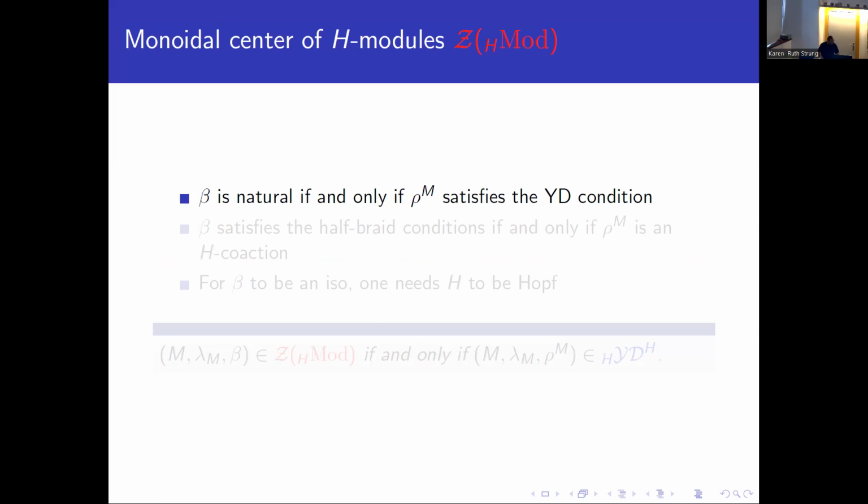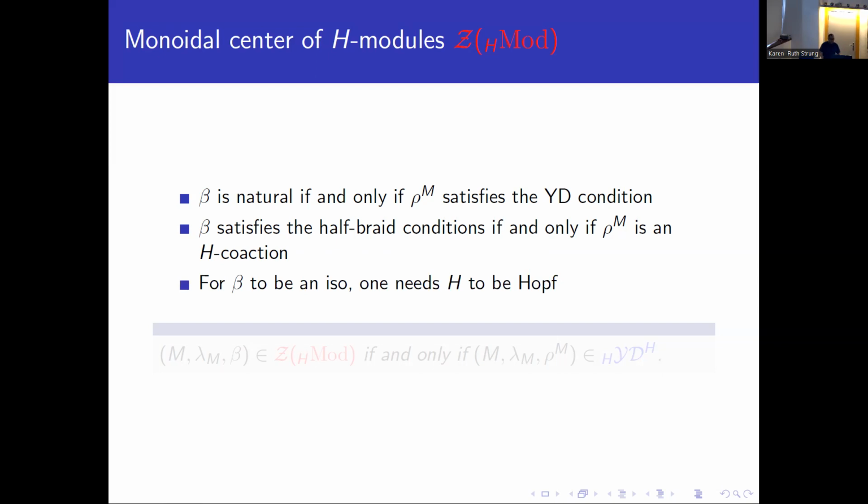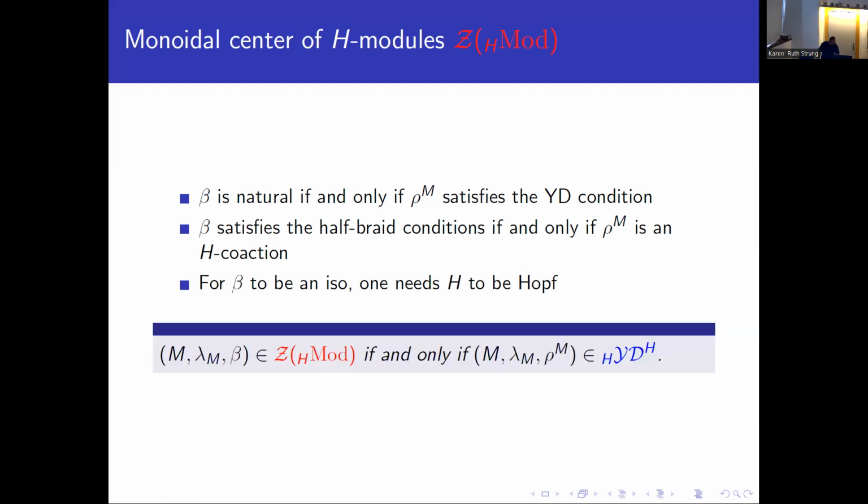And beta is natural if and only if the coaction obeys the compatibility conditions, and also beta satisfies the half braiding condition if and only if the map rho is an H-coaction. And if we want beta to be a natural isomorphism, we will need H to be a Hopf algebra in this case. So we have the well-known theorem where the category of the center of H-modules is equivalent to the category of Yetter-Drinfeld modules. So that's one side of the story.